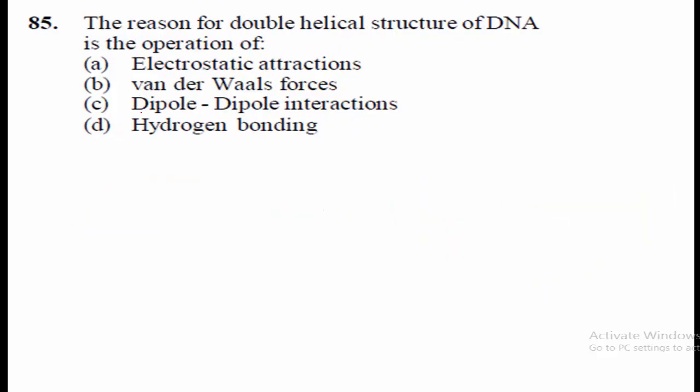85th, the reason for double helical structure of DNA is the operation of. So what is the main reason for double helical structure of DNA? The 2 polynucleotide chains of DNA molecules are twisted around a common axis, and the 2 chains are joined together by specific hydrogen bonds. Hence, option D is the right one. So, option D, hydrogen bonding, is the correct one.